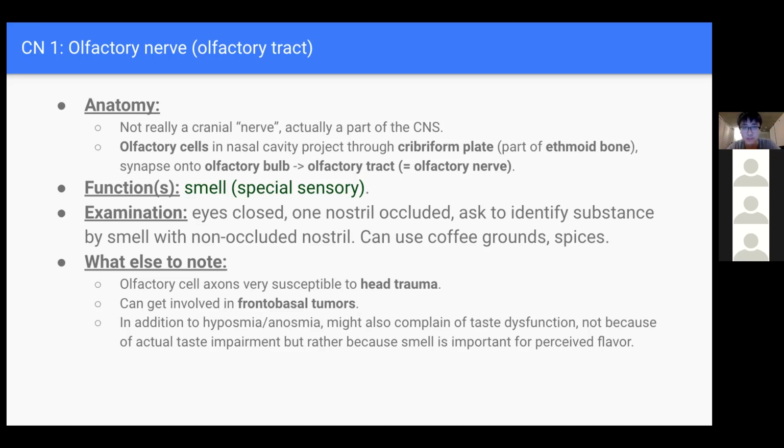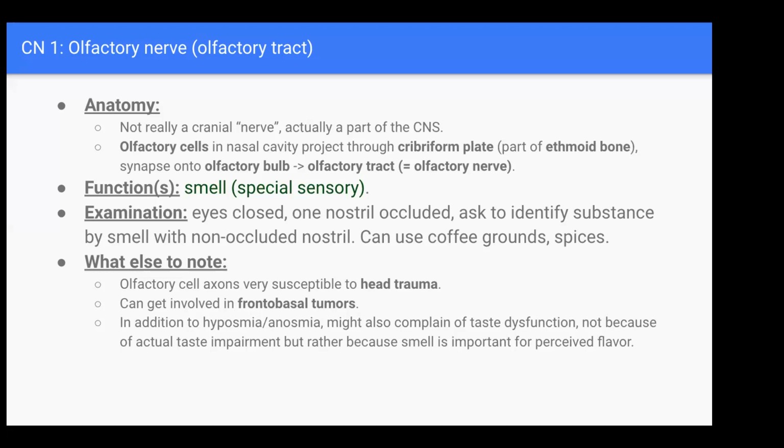Frontal basal tumors, right? Tumors in that region, that's exactly where your olfactory nerve is going to be. So that's another situation in which you would suspect it. And patients will complain of obviously anosmia. They won't be able to smell as well. Something else to note is that they might also complain that they don't taste as well. So CN1 is obviously not responsible for your actual taste innervation, for your taste buds. It's just that smell actually plays a role in the taste that we perceive, right? What we call flavor. So that's why they might complain about this.